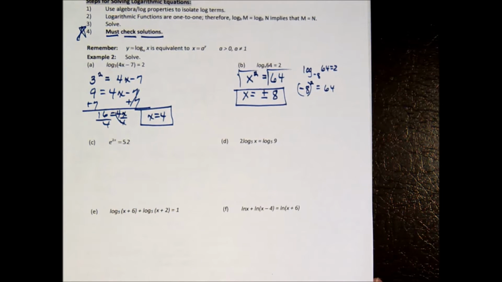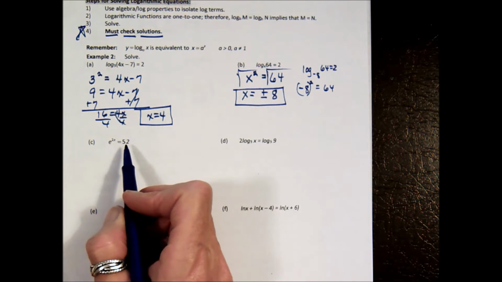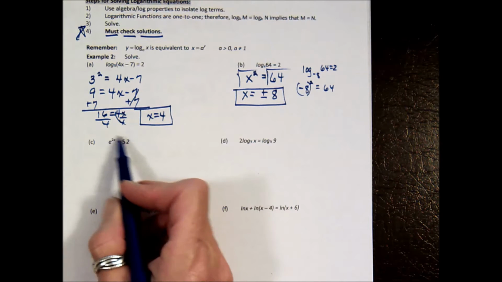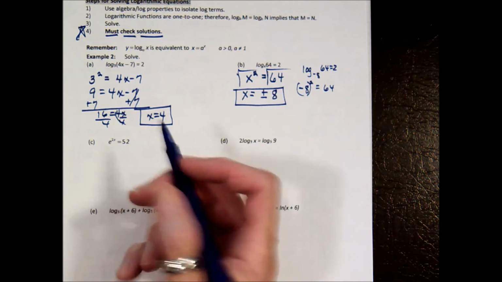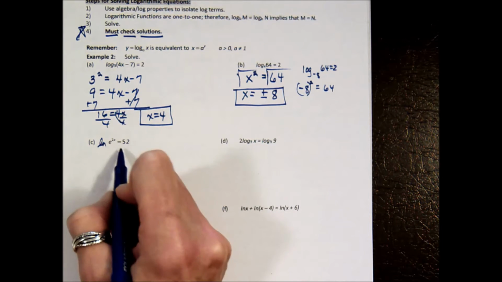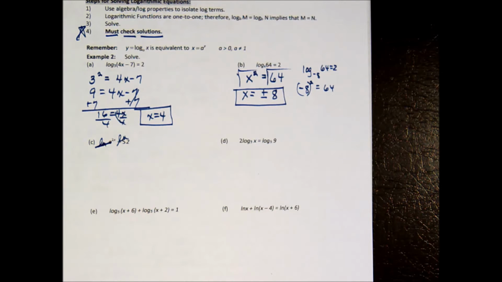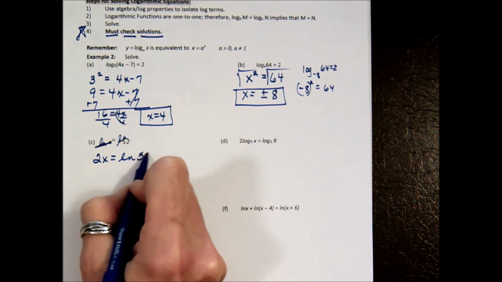All right, let's look at this next one. e to the 2x equals 52. I can't rewrite that exponentially because it already is, so we're going to use logs to solve it. We're going to take ln of both sides, but ln and e make a 1, and it brings that 2x down, equals ln of 52.